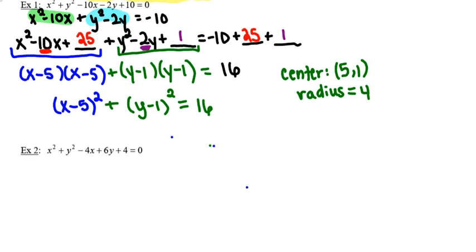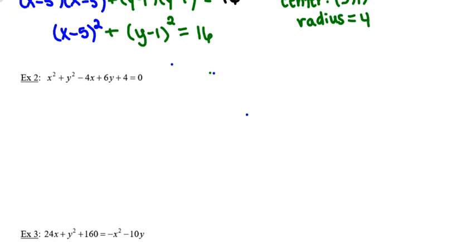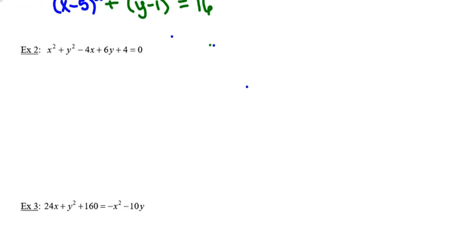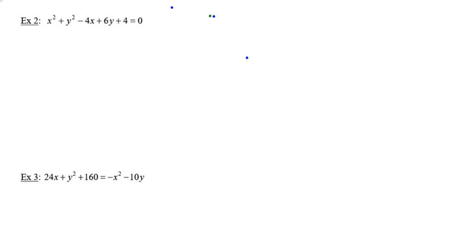All right, let's keep the good times rolling here. Number 2 says x squared plus y squared minus 4x plus 6y plus 4. Again, I'm going to keep in mind how I want to group these. I want to put all my x terms together, put all my y terms together, put anybody that doesn't have either an x or a y all by themselves on the right-hand side.